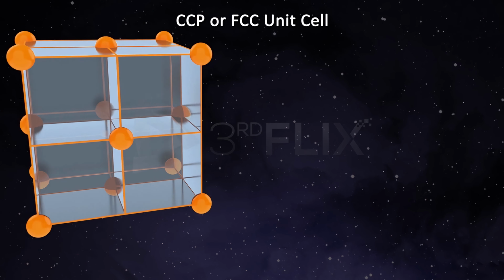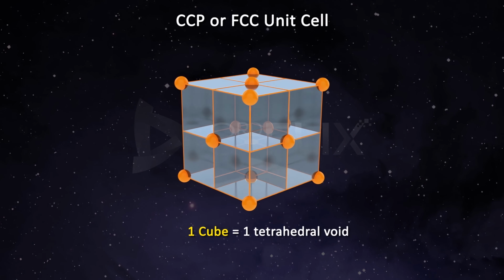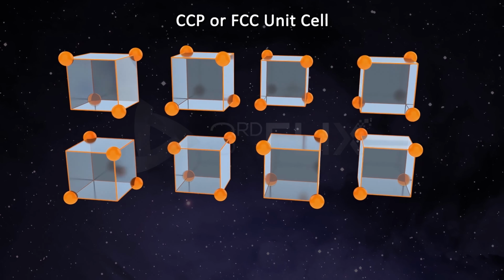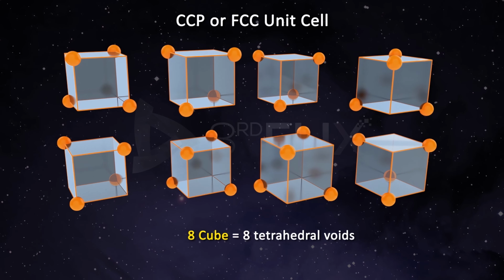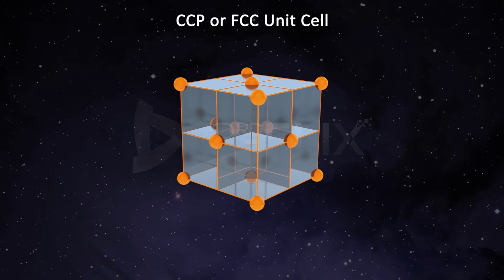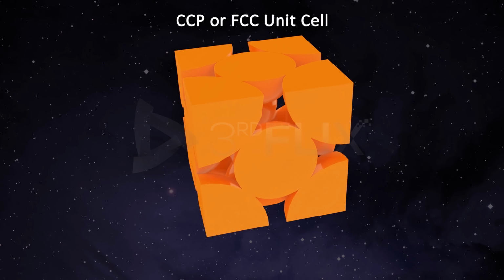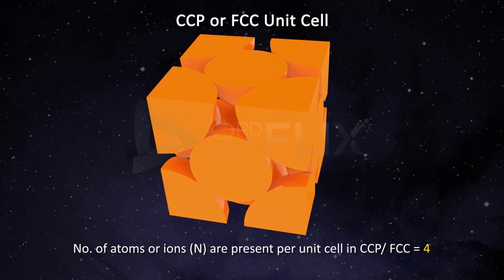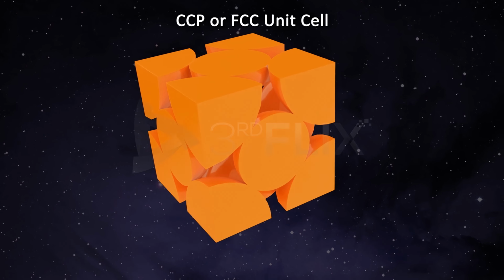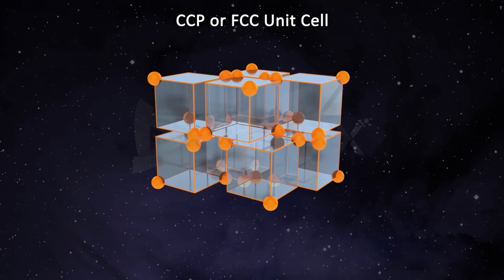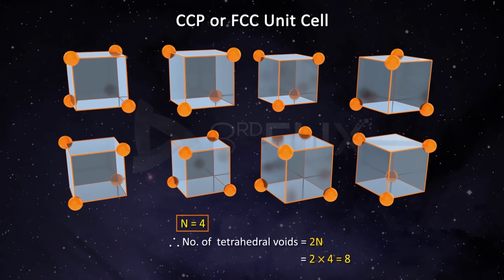As each small cube in a CCP or FCC unit cell has one tetrahedral void, there are 8 such tetrahedral voids in all. Also, we know that there are 4 atoms or ions in each CCP or FCC unit cell. So the number of tetrahedral voids is 2 multiplied by 4, that is 8.